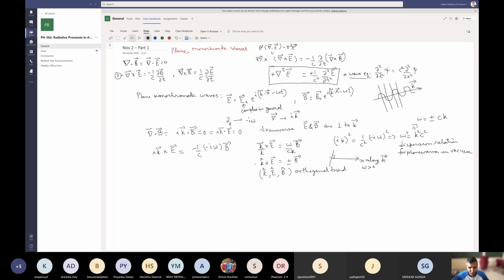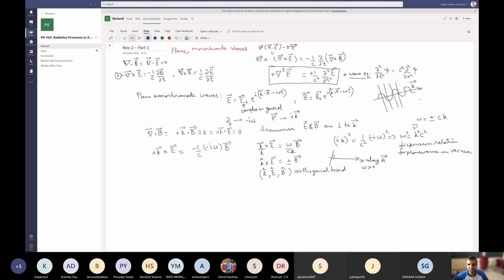So how do we see that? If we do E dot of this, you'll see E dot B on the right hand side, and E dot of k cross E is 0 because k cross E is perpendicular to E, right? So all three are orthogonal and it forms a triad. Okay. Good. All of you must already know this, but it's good to repeat.